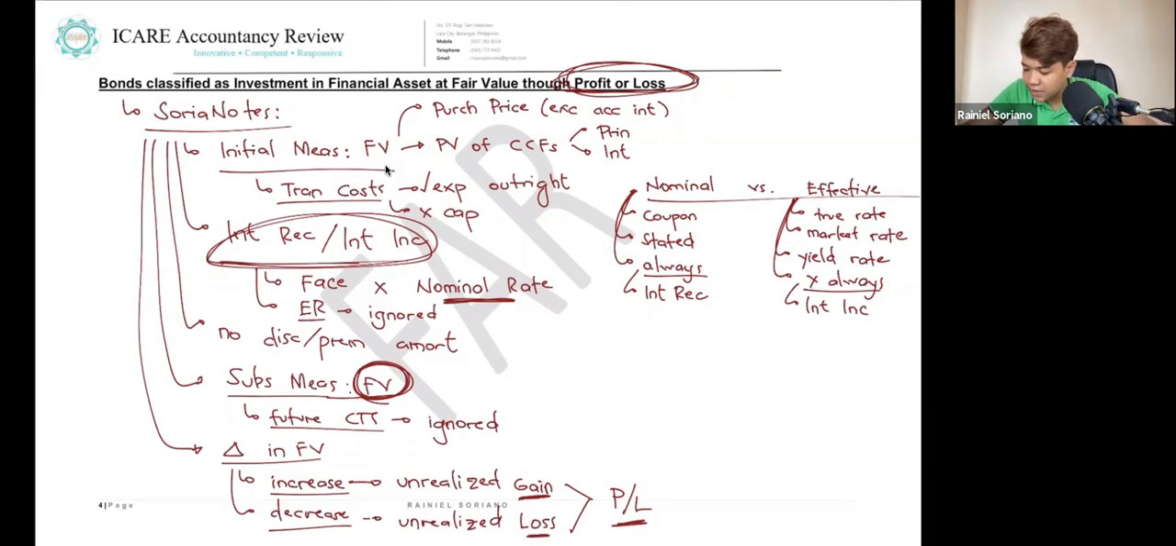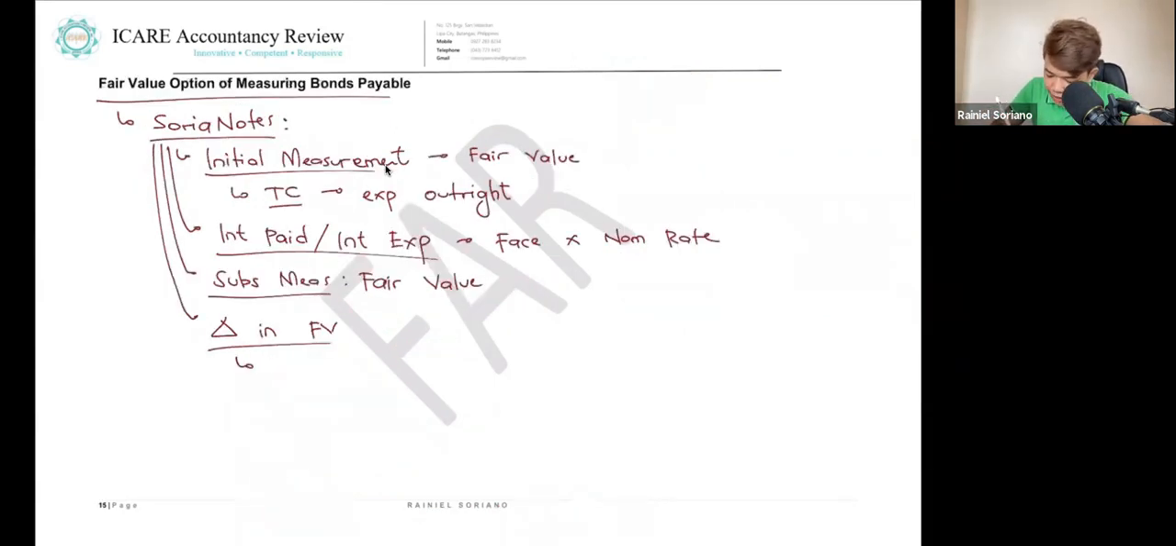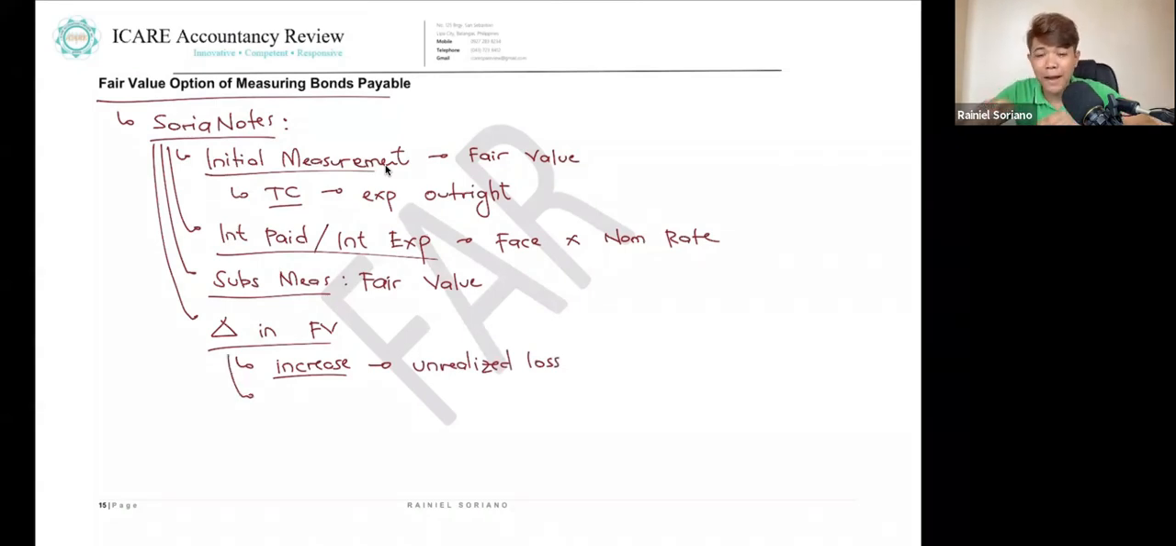But it's a different matter here. Once again, in bonds payable, we are talking about debt. We're talking about liabilities here. You with me? Therefore, since these are liabilities, we don't want them to increase. We don't want them to grow larger. So if there is an increase in fair value of the bonds payable, this is considered to be an unrealized loss. Because we don't want the fair value to increase. So they are opposite. Please, don't get confused there.